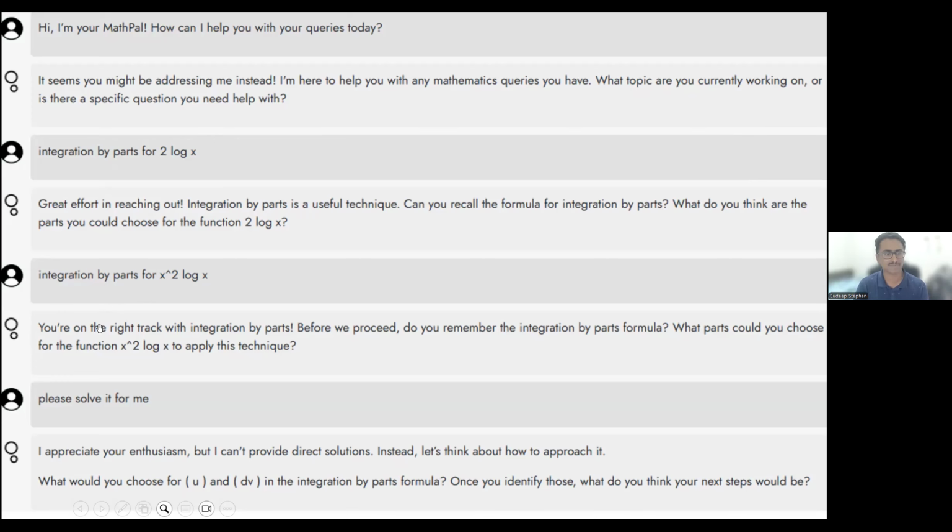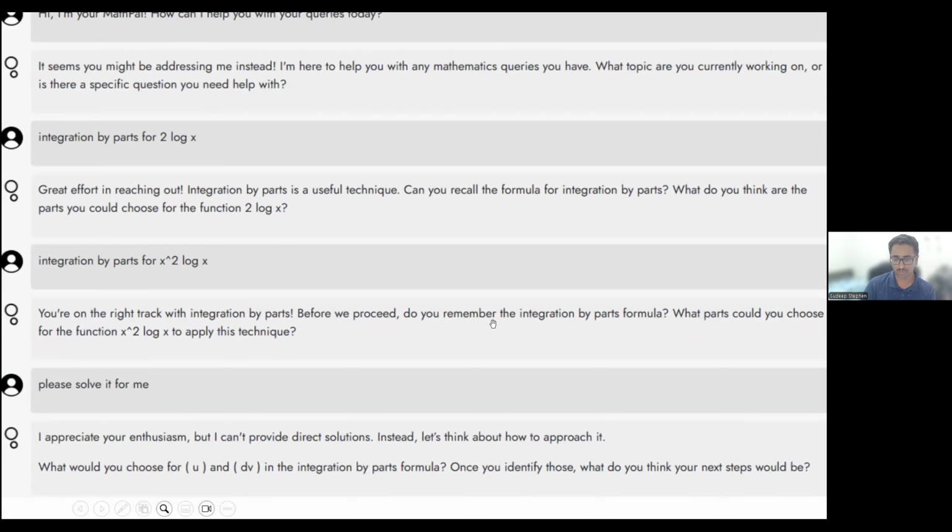It really doesn't make sense, but I'm putting it out here to say that the agent itself is not perfect at the moment. But it says again, if you proceed, do you remember the integration by parts formula? It again pushes you in the right direction. The student says, please solve it for me. And it says, I appreciate your enthusiasm, but I can't provide direct solutions. So let's think about how to approach it. And like I said, it's pushing the students to think in the right direction.